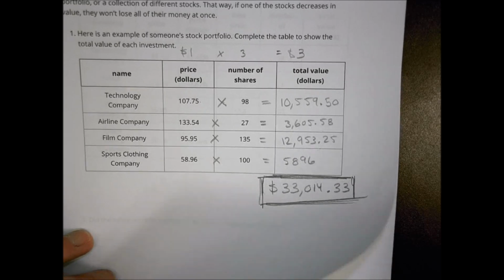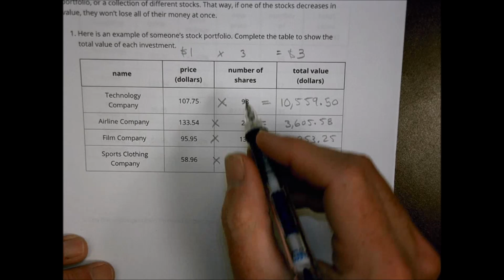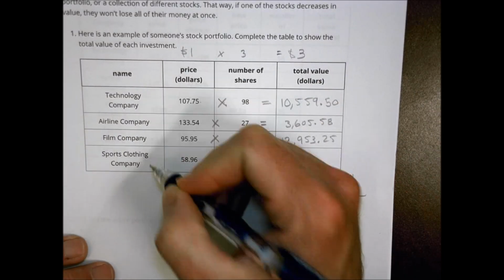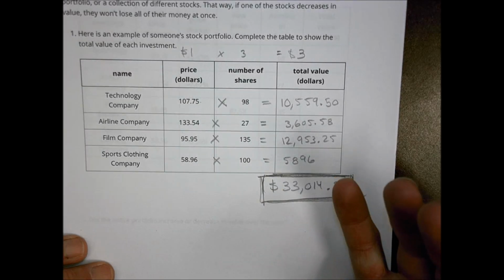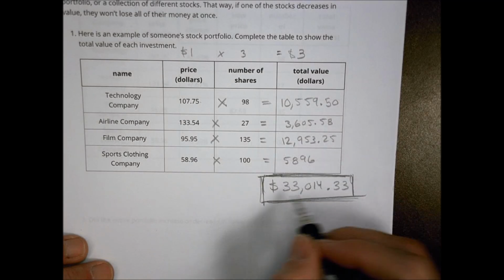Okay, so what happens with stocks is you buy them for this amount. You had $33,000 and you basically took your money and you bought all these shares of the company. It's like buying kind of partial ownership of a company. If the company does well, you're going to make money. If they do bad, you lose money.